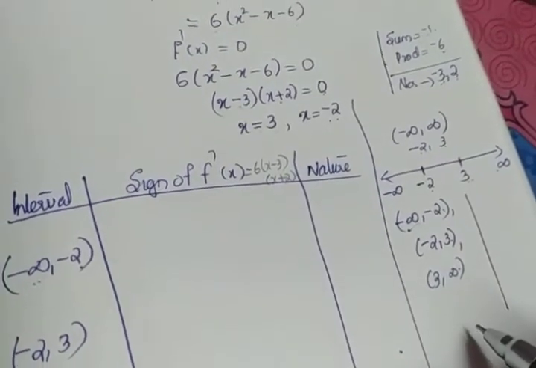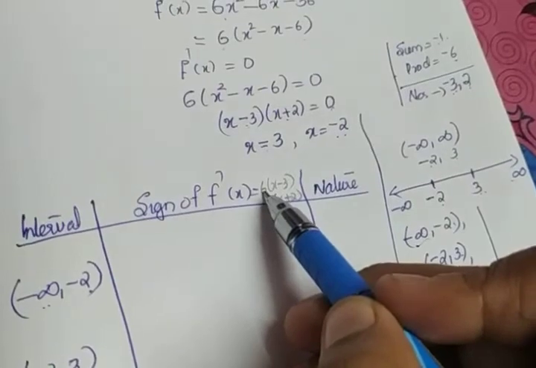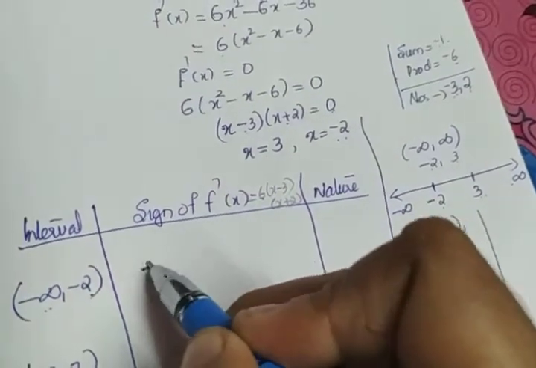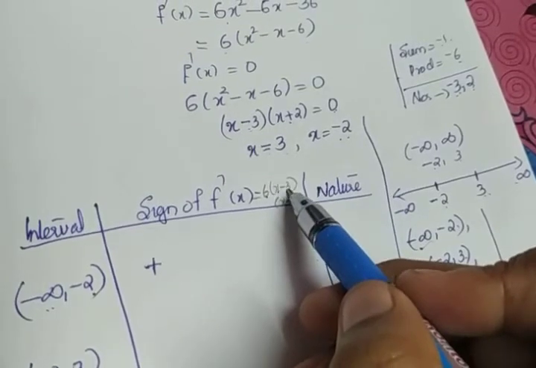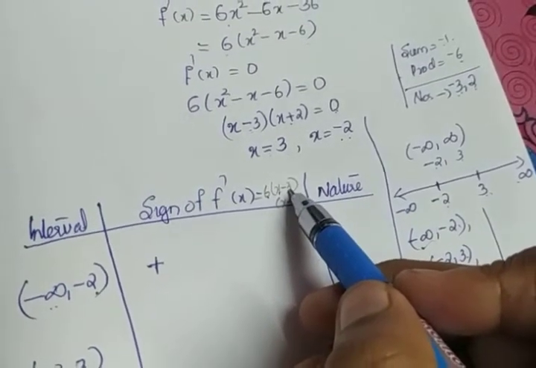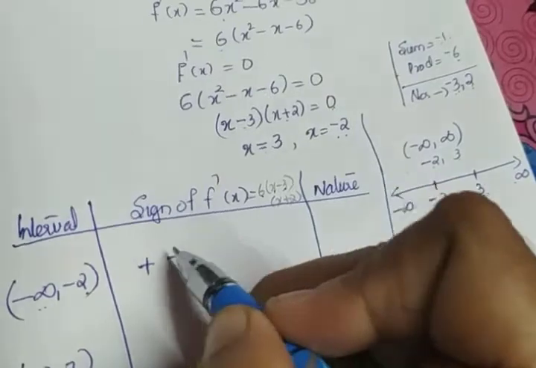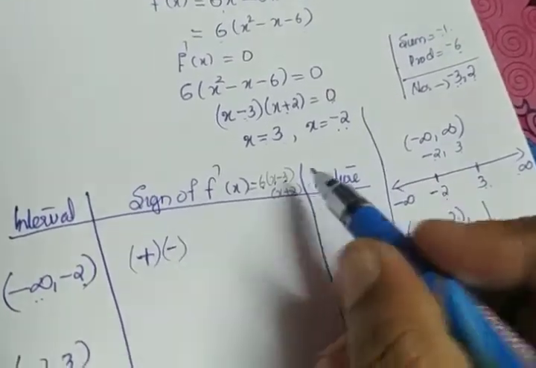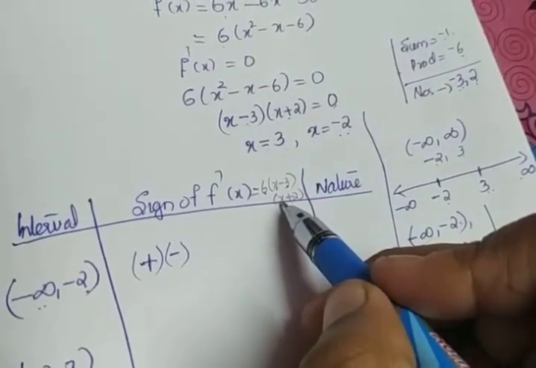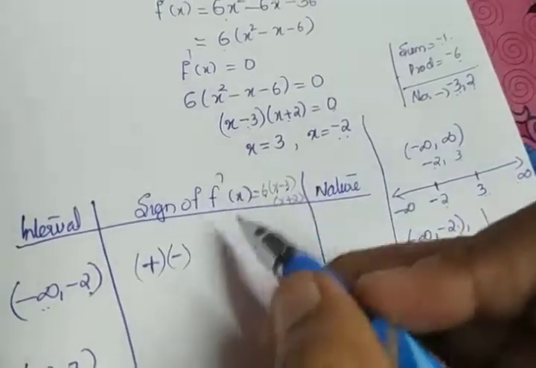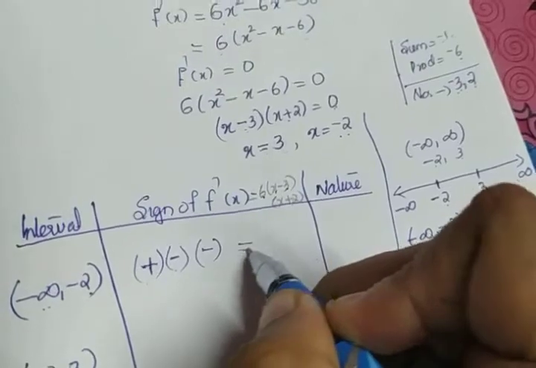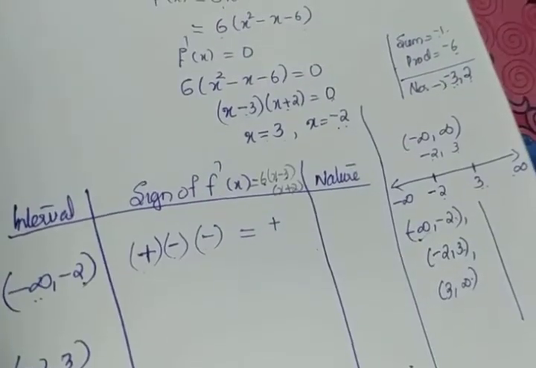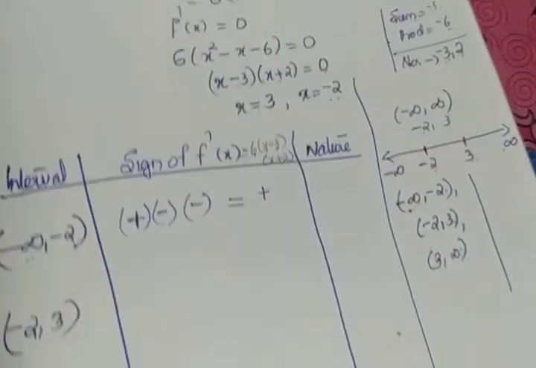So if I take negative 3, first term is 6. It is always positive. When I put the value of x as negative 3, what will be this term? Minus 3, which gives you negative. So positive into negative. And what about this value? When I put negative 3 plus 2, again negative. So positive into negative altogether gives you a positive sign. Clear?